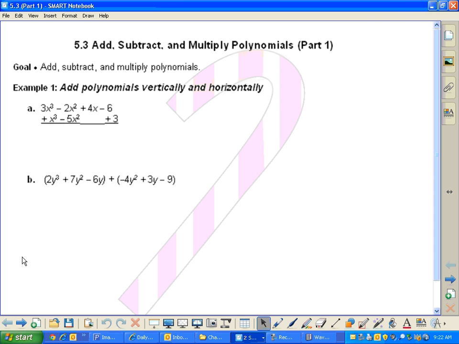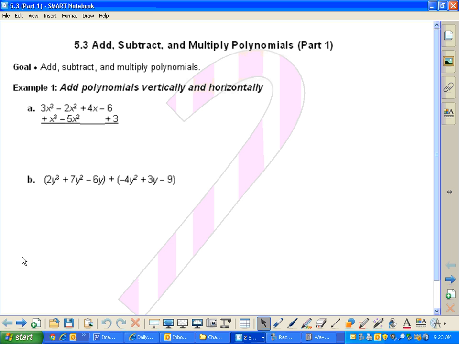Kind of works out. In example 1 here, we're asked to add polynomials together. I could probably teach this in 3 words. Combine like terms. That is what I'm going to show you again how to do today. That's essentially the gist of adding and subtracting polynomials. There are 2 ways to set up these problems. You get to pick by the end of the lesson today which method you like better.